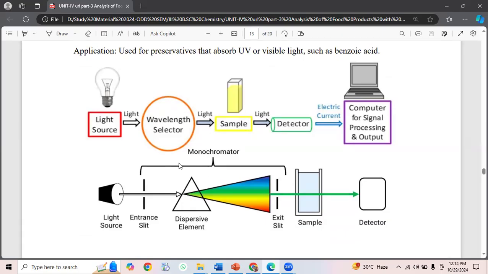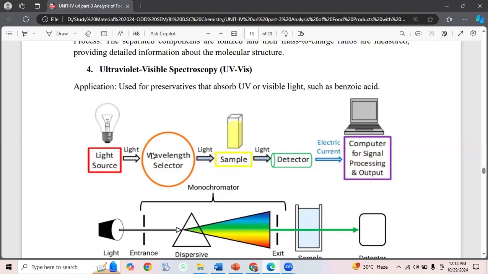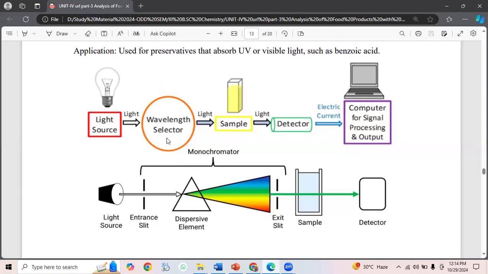This method is especially useful for determining the concentration, purity, and molecular structures of compounds and metals present in foods. We are all very well acquainted with UV. So first we have to prepare the sample.